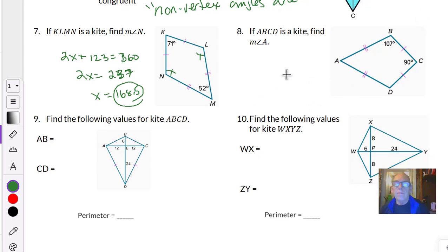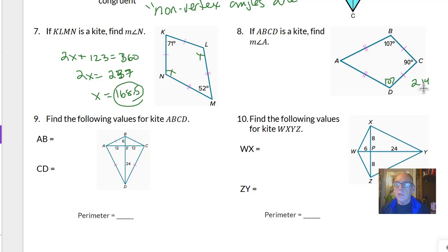Okay, number 8, ABCD is a kite. A kite has non-vertex angles congruent. So right away, we know this has to be 107. And altogether, these need to make 360. So the two non-vertex angles give us 214. The other angle at C is 90. That gives us 304. Altogether, they need to make 360. That leaves angle A 56 degrees. That's what they're looking for in number 8.